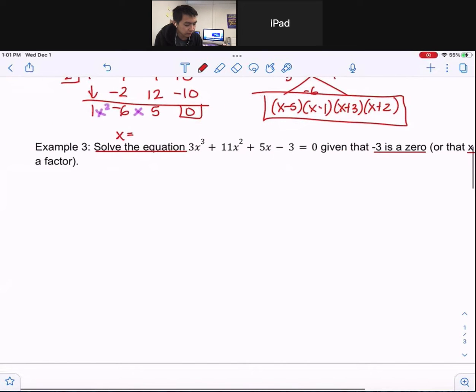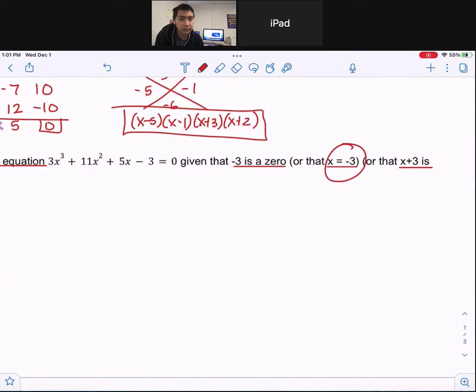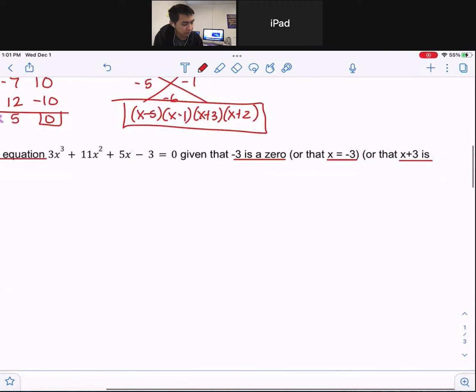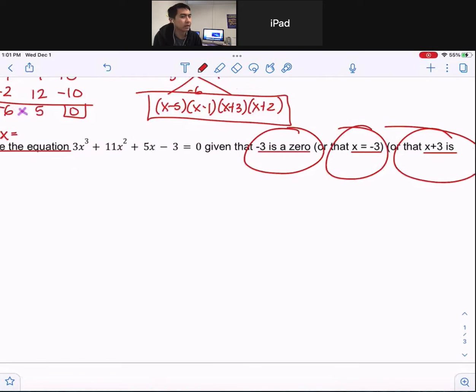If it says negative 3 is a 0, you could relate that to saying x equals negative 3. And if you know x equals negative 3, you can change that to look like this: x plus 3 is a factor. So anytime you see any of these, those are all different ways to say the same thing. Negative 3 is a 0, x equals negative 3, x plus 3 is a factor.